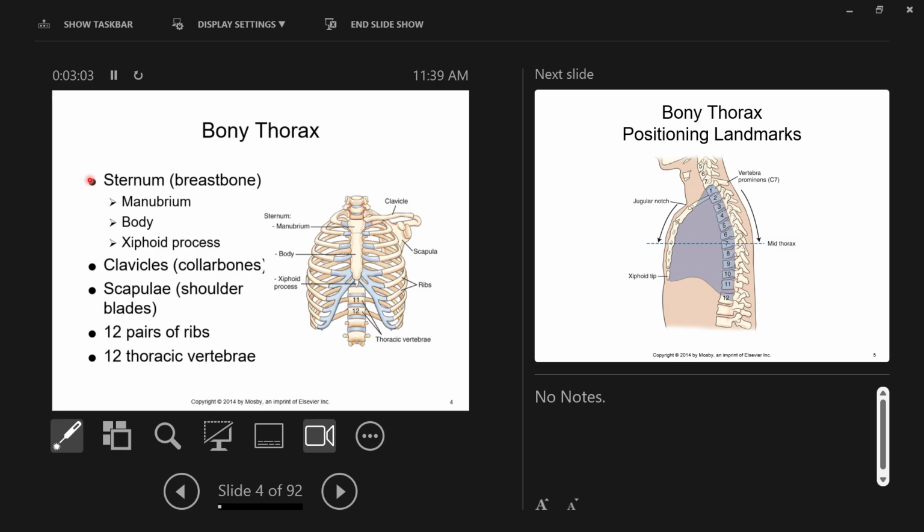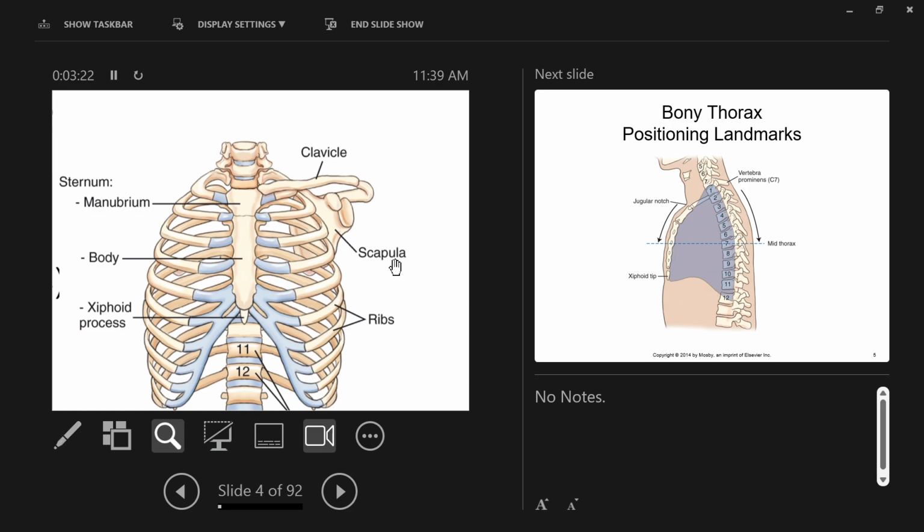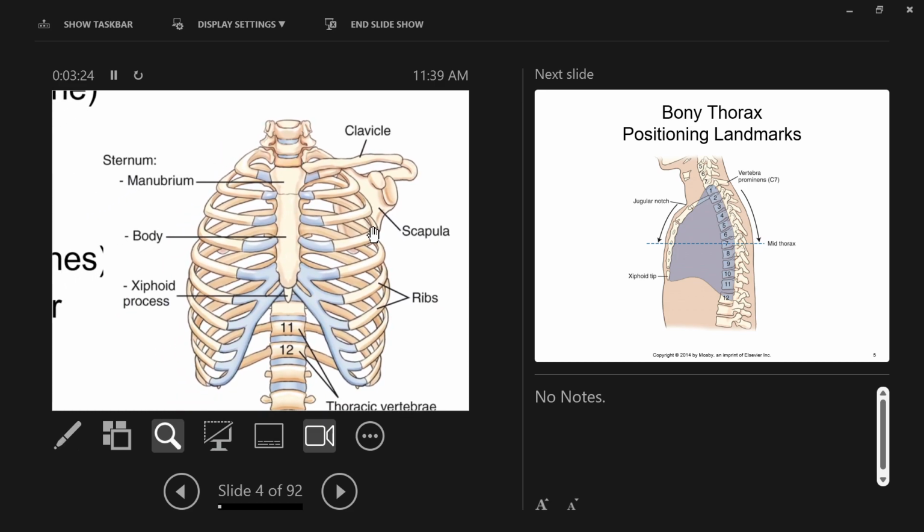And the bottom of your sternum is called the xiphoid process or xiphoid tip. You can feel where your ribs kind of come together, where they come to a point. That's your xiphoid tip. The rest of it's just the body. So manubrium, body, xiphoid. And we see that here in this image. Manubrium, body, and xiphoid, our sternum, or breastbone.